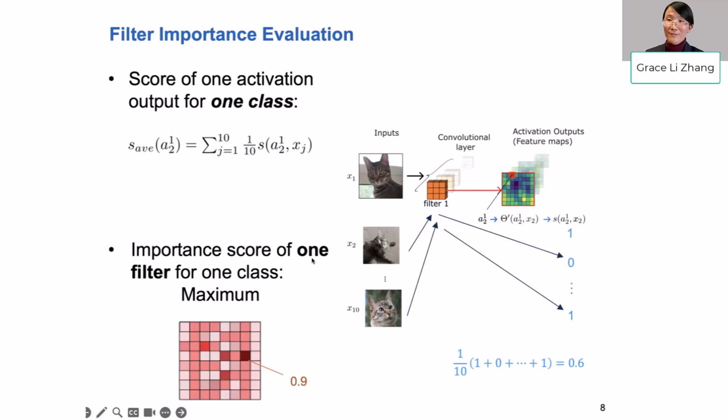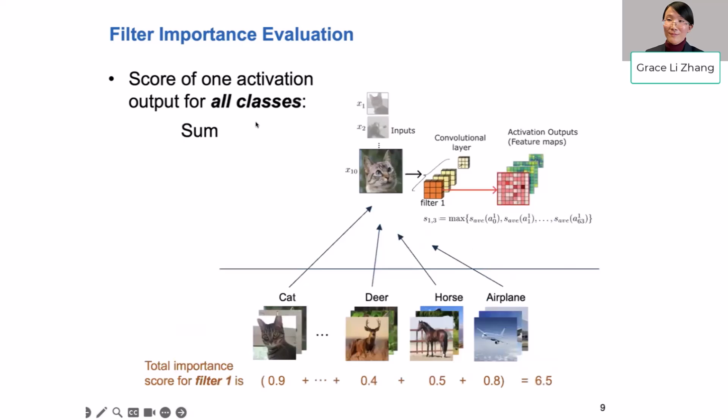And similarly, we can evaluate the importance scores of the same filter for the other classes, like deer, horse, or airplane. For example, this filter 1's importance for the cat is 0.9, and for the others is illustrated here. So we can add these numbers together, that is 6.5, which means that generally this filter is important for 6.5 classes. So this is our basic concept. Maybe some filters are important for only a small number of classes, so we can remove them according to this number.